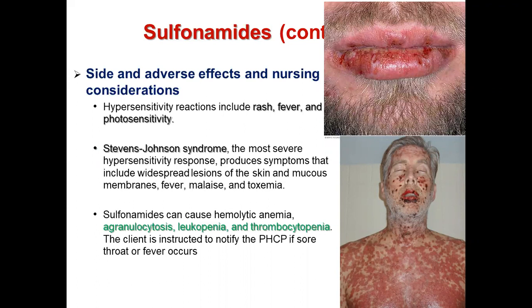sulfamethoxazole or sulfonamide. Most important here, sulfonamide sometimes causes a very bad hypersensitivity reaction we call Stevens-Johnson syndrome. In both pictures you can see the hypersensitivity reaction because of sulfonamide, and it produces symptoms that include a widespread skin rash all over the body or mucous membrane. You see the mucous membrane inside of the mouth gets involved. The patient develops fever, malaise, and toxemia.